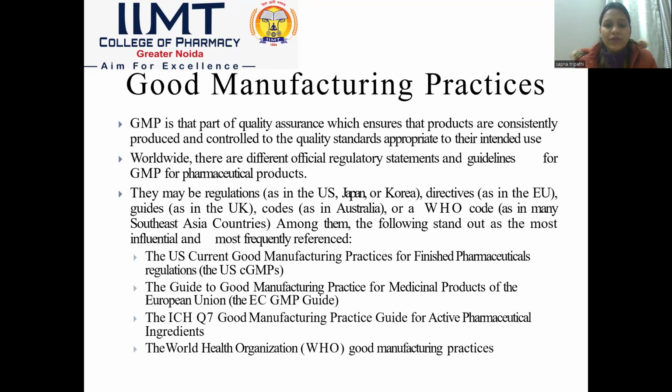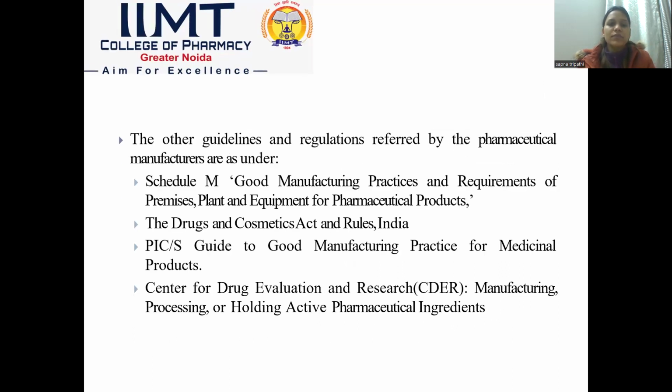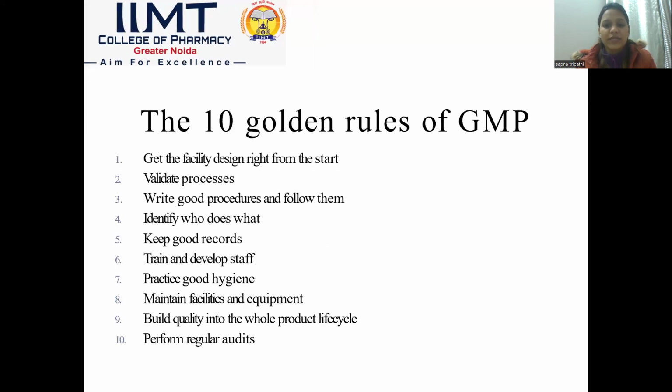The US Current Good Manufacturing Practices for Finished Pharmaceuticals Regulations. The Guide to Good Manufacturing Practices for Medicinal Products of the European Union. The ICH Q7 Good Manufacturing Practices Guide for Active Pharmaceutical Ingredients. The WHO Good Manufacturing Practices. The other guidelines and regulations referred to by pharmaceutical manufacturers are as under: Schedule M for good manufacturing practices and requirements of premises, plant and equipment of pharmaceutical products. The Drugs and Cosmetics Act and Rules, India. PIC Guide to GMP for Medicinal Products. Center for Drug Evaluation and Research for manufacturing, processing, or holding active pharmaceutical ingredients.